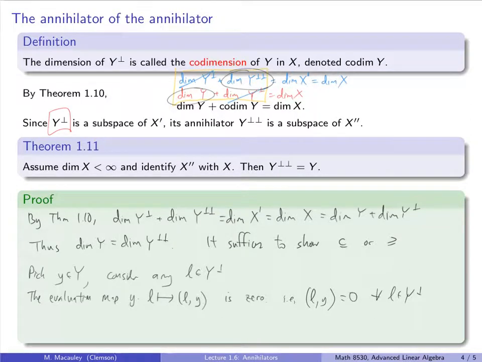So therefore, if I take anything in Y, the corresponding evaluation map is 0. In other words, it annihilates everything in Y perp. So thus, Y is contained in Y double perp. So every vector in Y annihilates everything in Y perp. And that's it. We've shown one of these containments. So these two vector spaces, Y and Y double perp, have the same dimension, and one of them is contained in the other. We are done.